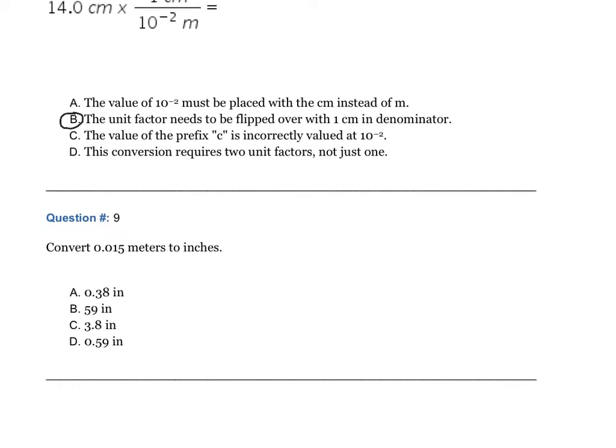Question 9. Convert 0.015 meters to inches. The answer is D, 0.59 inches.